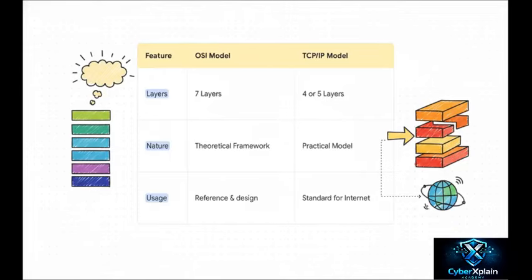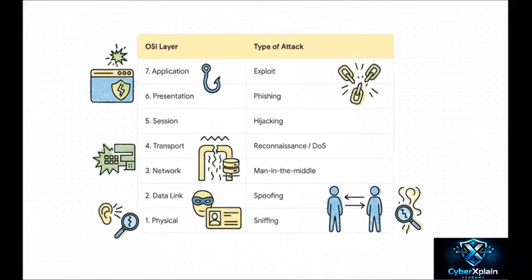So, how do they compare? Well, here's the best way to think about it. The OSI model is like a very detailed 7-chapter textbook. It's amazing for understanding all the theory. The TCP/IP model, on the other hand, is like the practical 4 or 5-layer field guide. It's what actually got implemented and became the standard for the internet, mainly because it's a bit simpler and just gets the job done.